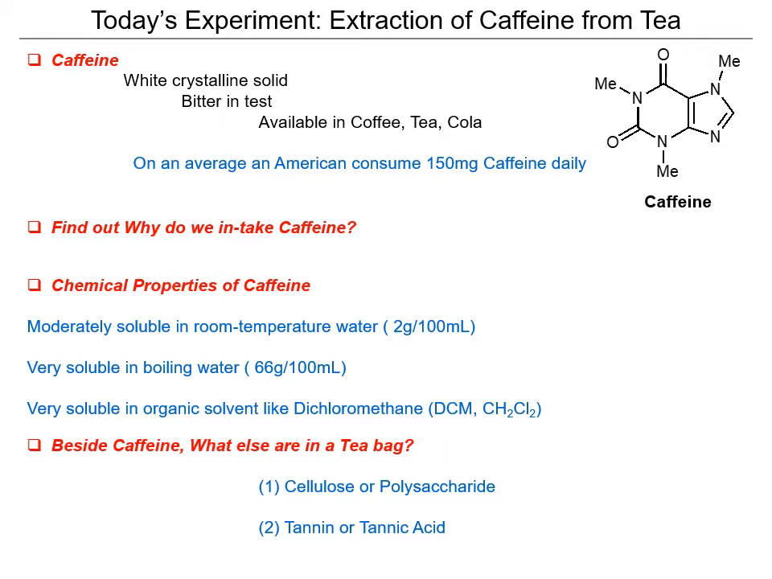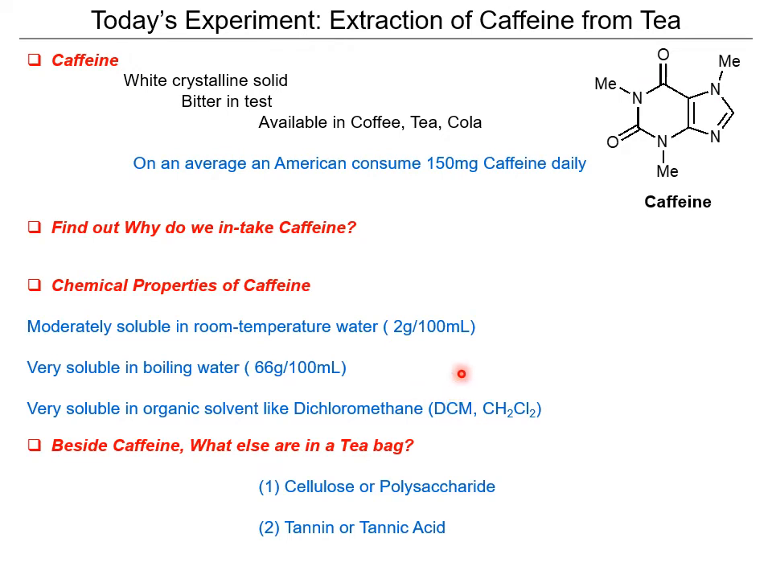One interesting thing you might want to find out is why do we take caffeine into our bodies? So that's a very interesting thing. It has something to do with the pK of the caffeine. The chemical properties of caffeine are it's soluble at room temperature, but only moderately. When you boil water, it becomes a lot more soluble, and it is completely soluble in DCM. Remember the polarity, right?